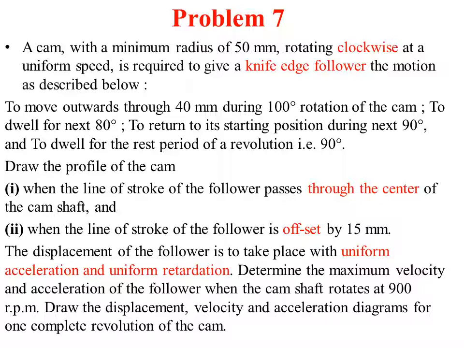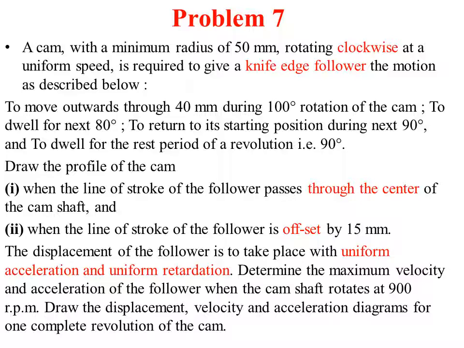The displacement of the follower is to take place with uniform acceleration and uniform retardation. Determine the maximum velocity and acceleration of the follower when the camshaft rotates at 900 rpm. Draw the displacement, velocity and acceleration diagram for one complete revolution of the cam. So this is the problem that has been given.